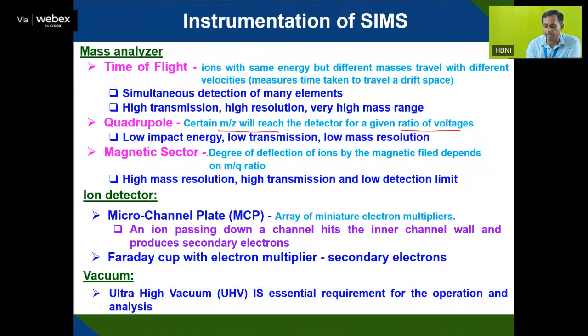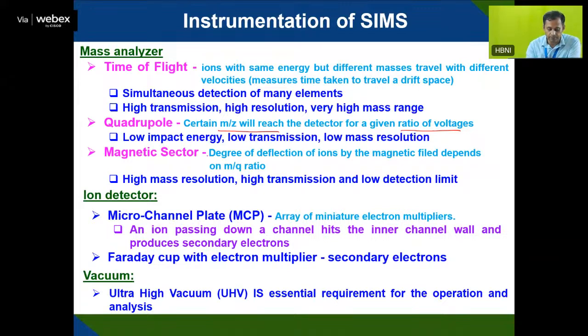So, the degree of deflection of ions by a magnetic field: you apply the magnetic field, and depending on the m/z or m/q ratio, those ions will be deflected. So the magnetic field can be used as another mass analyzer. In addition to that, you have an ion detector.